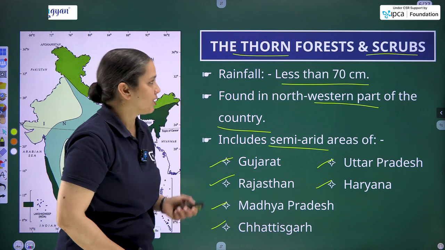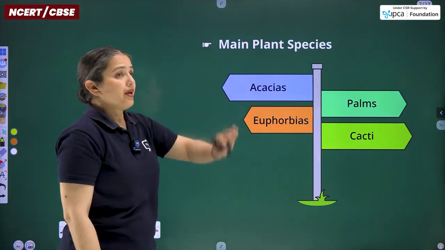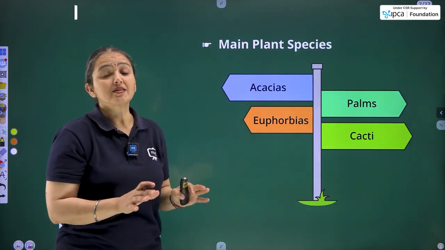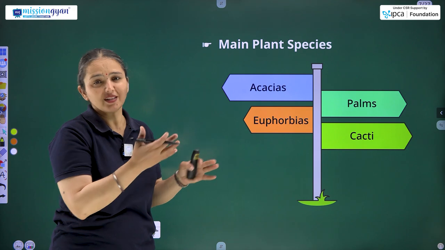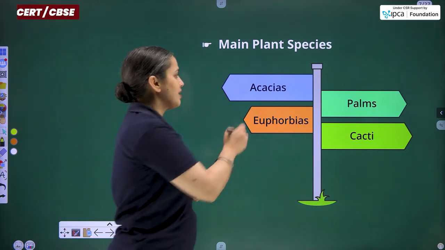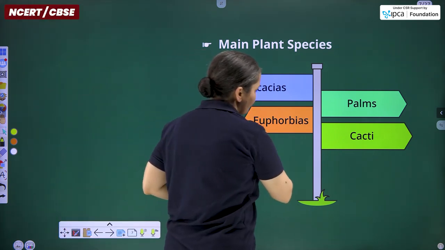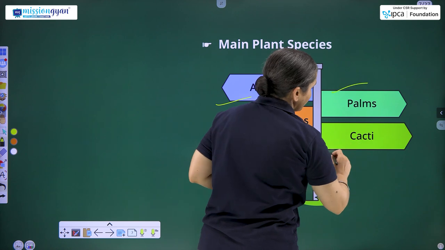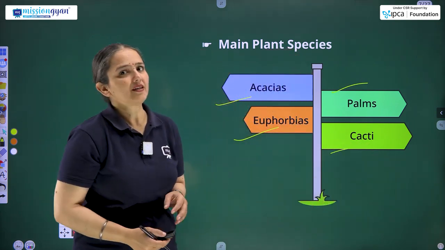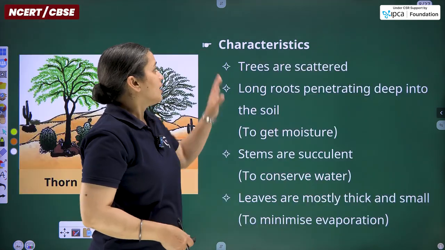Uttar Pradesh. The main plant species found in these dry forests, particularly the thorn and scrub forests, are acacias, euphorbias, palms and cacti. Cactus is the easiest way to learn.